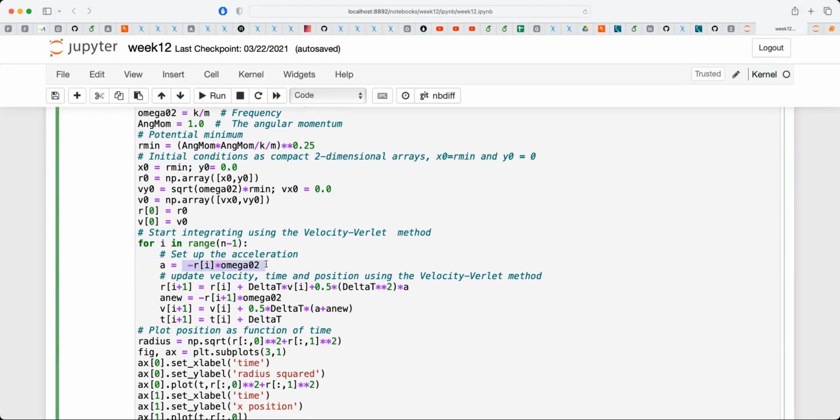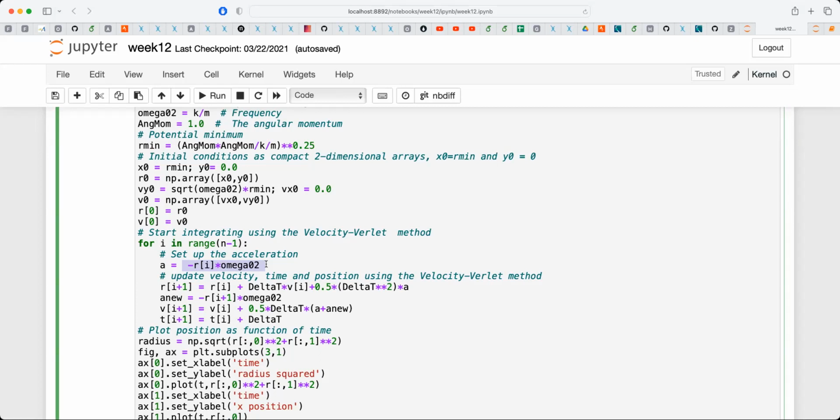When you change this to polar systems, then you need to take into account this centrifugal barrier. And that changes the expression for the acceleration. So just keep that in mind, that when you simplify it to the one-dimensional problem in polar coordinates, then your acceleration changes form, or the expression changes.